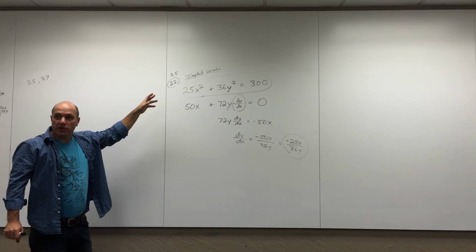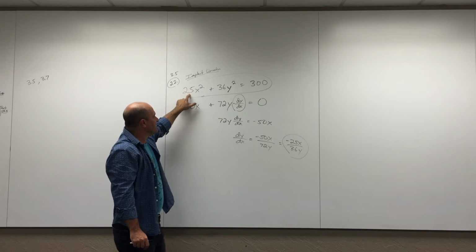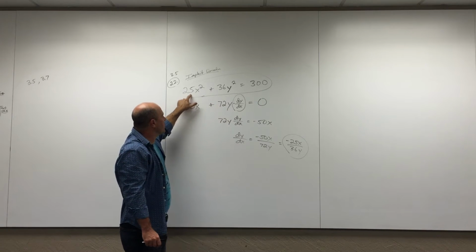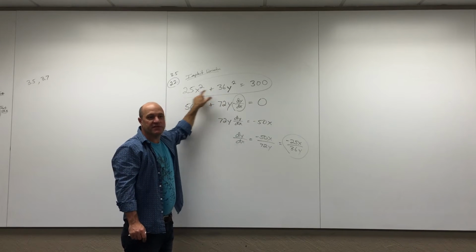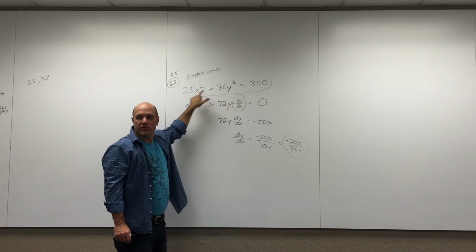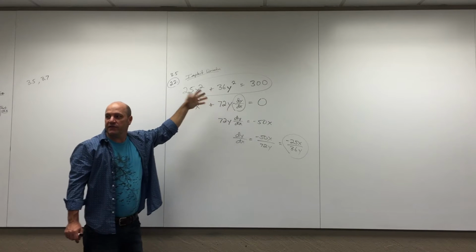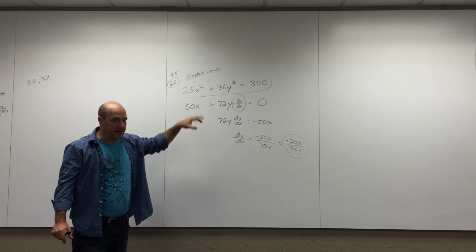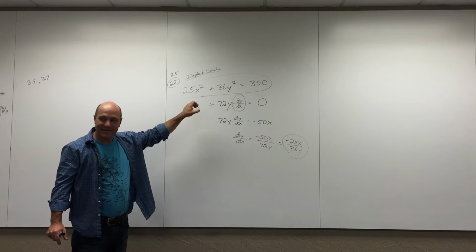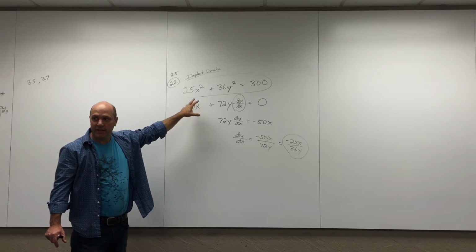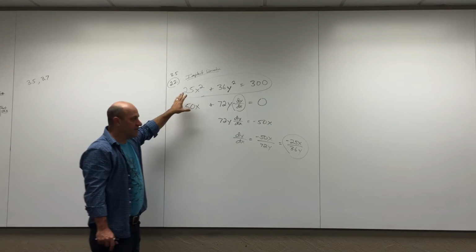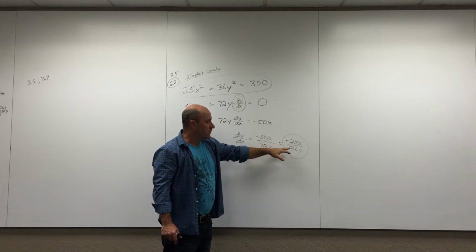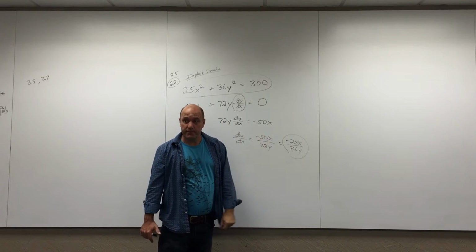What makes it a circle is if they had the same coefficient. If that was a 25 and that was a 25, then it's a circle. But with the 25 and the 36 like that, this is an ellipse. It's not in standard form of an ellipse. We could play with that if we wanted to, but I don't really think I want to. What I found is his derivative, which is his slope at any point.